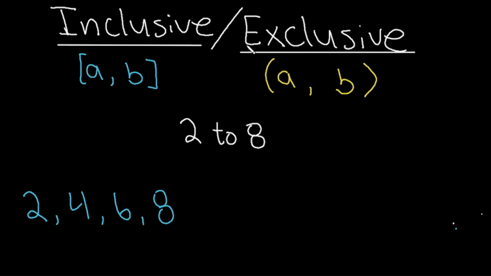Let's say it says exclusive. Then we would exclude 2 and 8, and we would start at 3. 3 is not an even integer, so we would move to 4, and then 6. 7 would not be an even integer, so we would skip that, and then we would exclude 8, so you would just have 4 and 6.